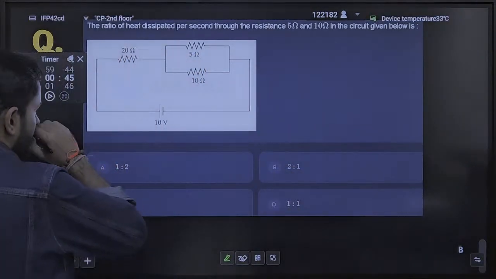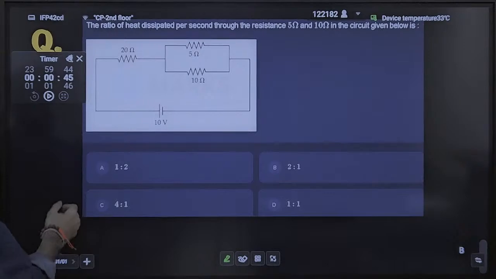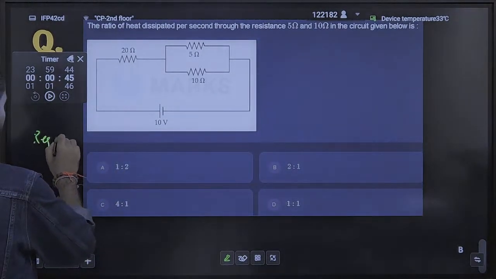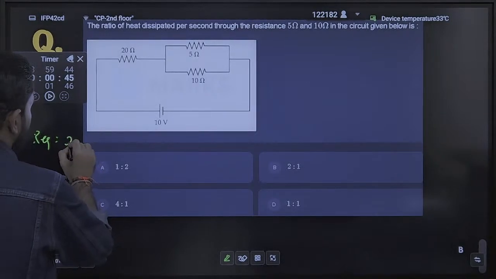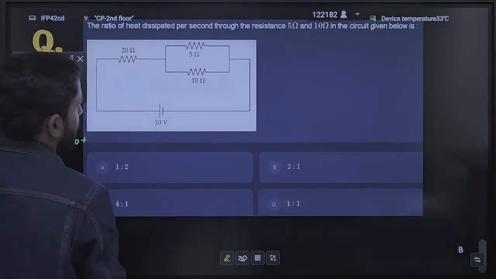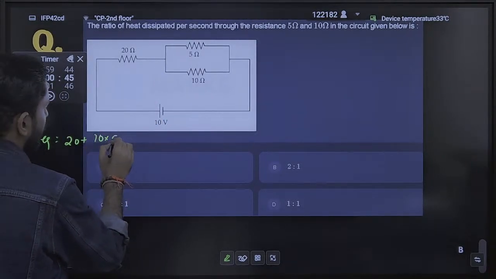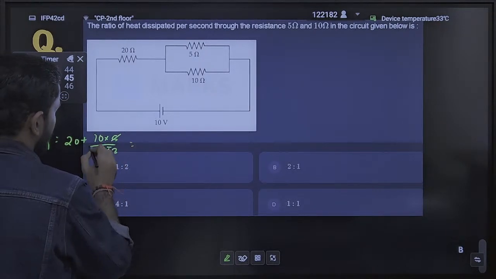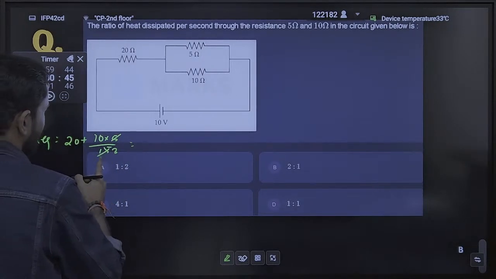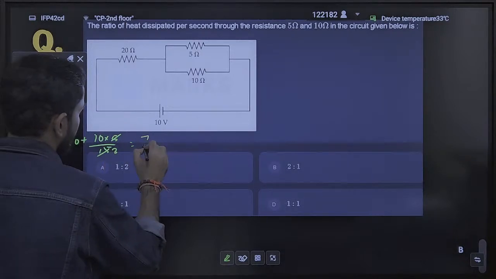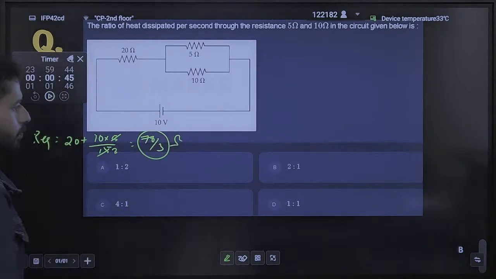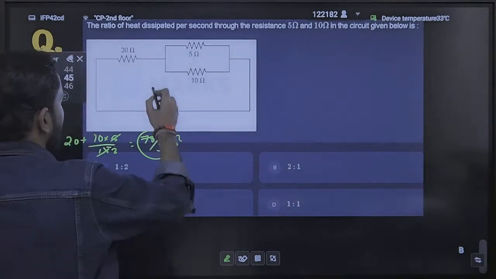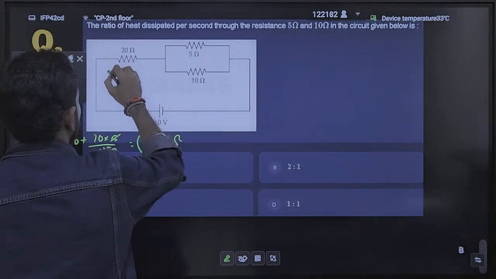See, first tell me quickly how much net current is flowing. Before calculating the net current, R equivalent, how much can you say? R equivalent I can simply say 20 plus, what is the series ratio? 5 divided by 15. Simply it will be going 3. That means it will become how much? 30 by 3. How much is it coming? 70 by 3. Then this is the complete net current that is flowing into the circuit.